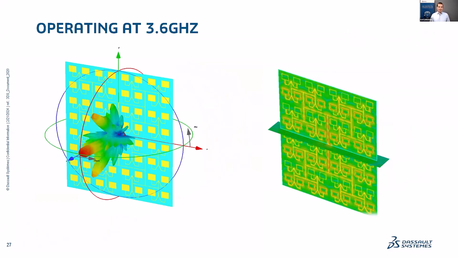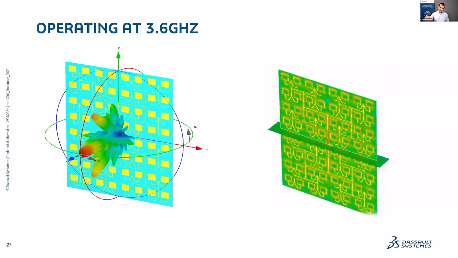On the left-hand side, we can see the far field, and on the right-hand side, we can see the electromagnetic field. One thing to note is that the E-field distribution on the patches mostly looks fine. So it's well distributed. We're not expecting any trouble here.